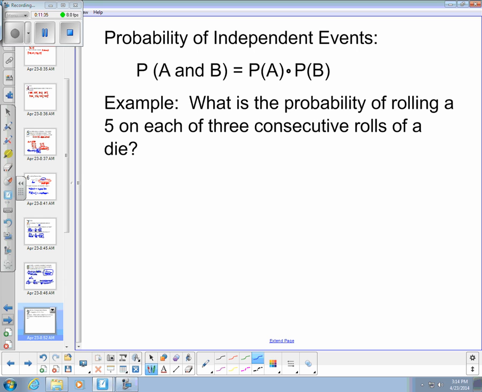Okay, now what happens if we're going to choose 2 things or 2 things are happening at once? So this is called probability of independent events. Okay, so if I want 2 different things to happen and I want both of them to happen, what I'm going to do is find the probability of each thing separately, and then I'm going to multiply them together to find my total probability. Okay, so what is the probability of rolling a 5 on each of 3 consecutive rolls of a die? Okay, and this is a standard 6-sided die.